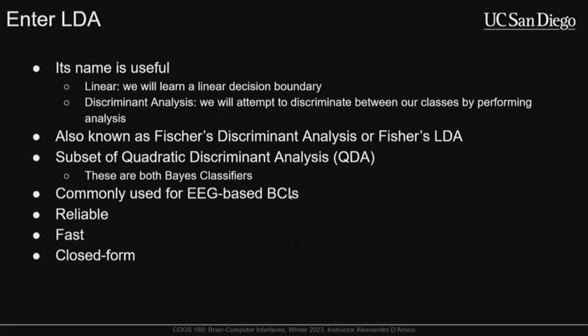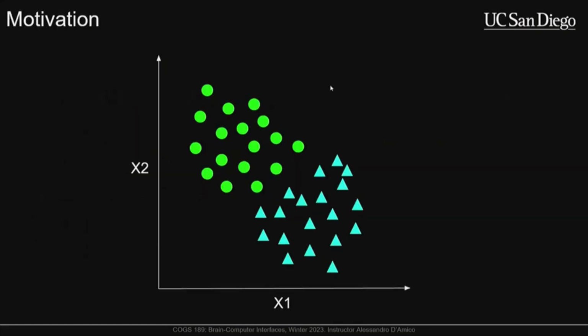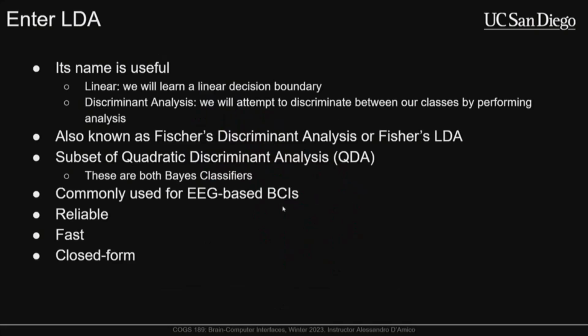So one of the ways that we can do this is with LDA, and its name pretty much explains what it's doing. It's linear, which means that we're going to learn a linear decision boundary. And the decision boundary in this case, just imagine this line that's separating these two classes. That's essentially what we're trying to create. It's a discriminant analysis, which means that we're going to be trying to discriminate between our two classes via analysis.